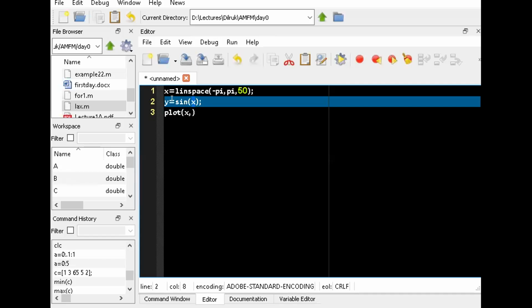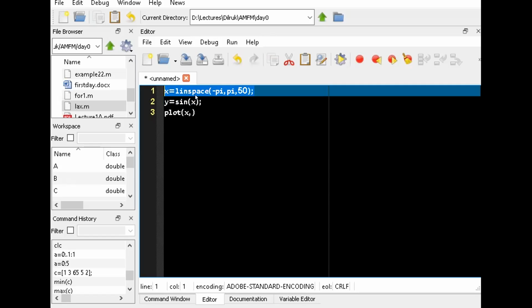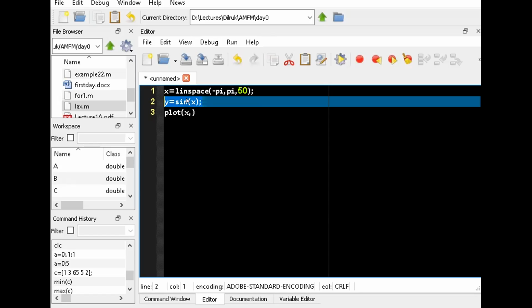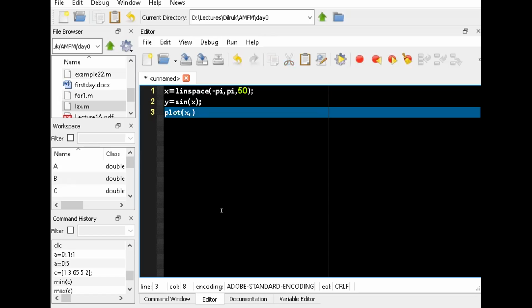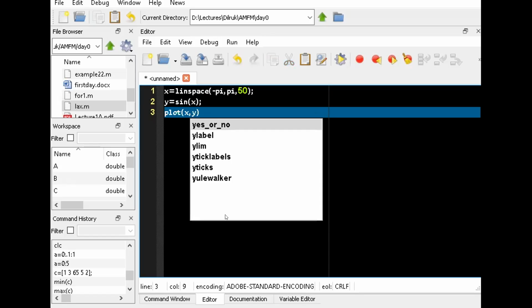Then you can find the sine of that matrix. That means you operate element-wise. You compute the sine of each element in this matrix, right? All right. Now I print each x and the corresponding y value. So x and the corresponding y values.